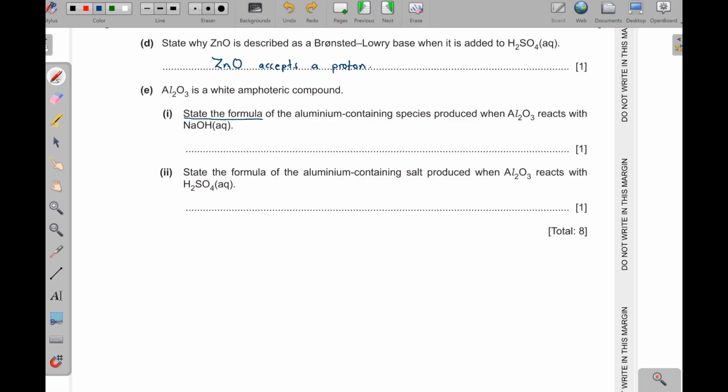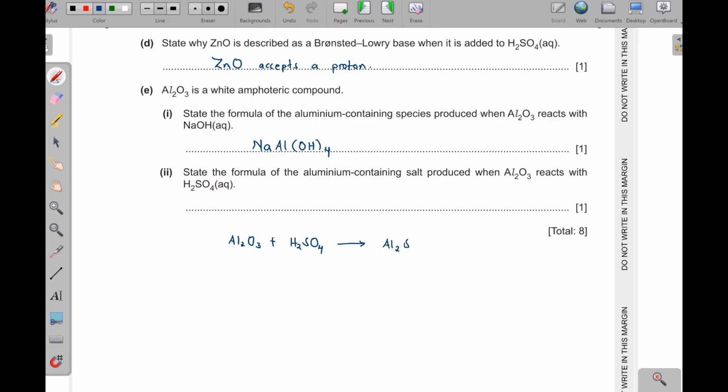But they said state the what? The formula. So it is sodium, then aluminate. This one has to be, the OHs have to be 4. Just like that. Then Roman 2, state the formula of the aluminium containing salt produced when aluminium oxide reacts with sulfuric acid. So here, when you get aluminium oxide, then plus an acid, now here, since they said it is amphoteric, it is going to act as a base. So you will get the salt, which is aluminium sulfate.